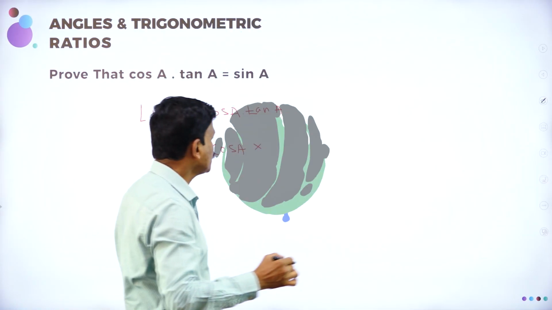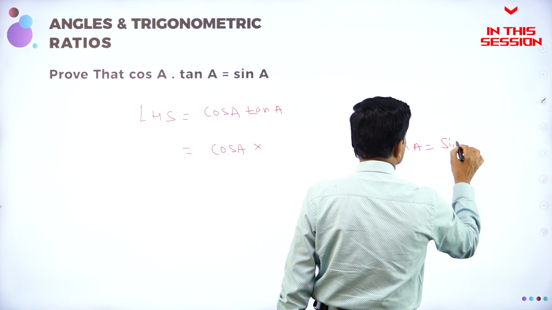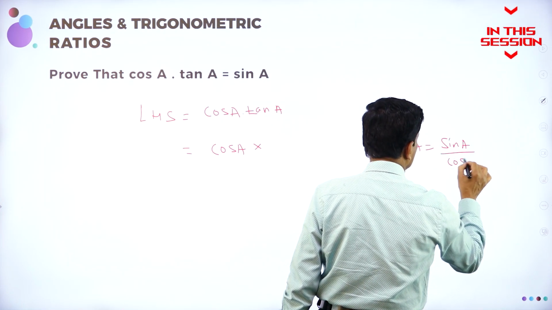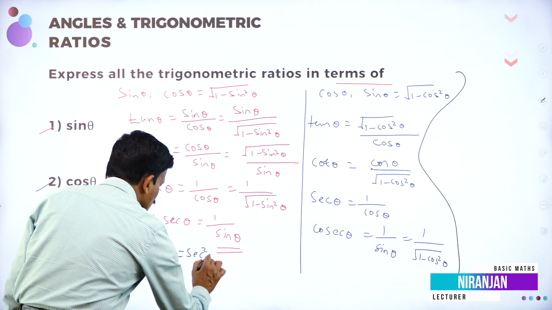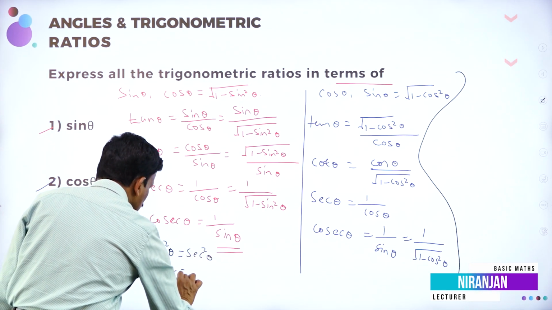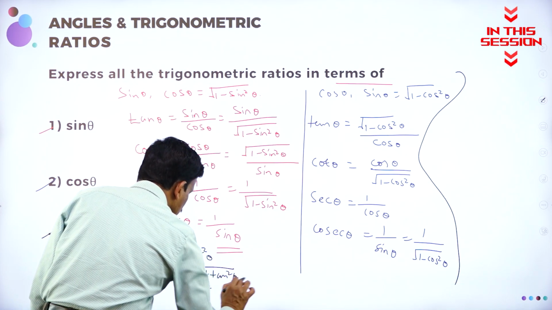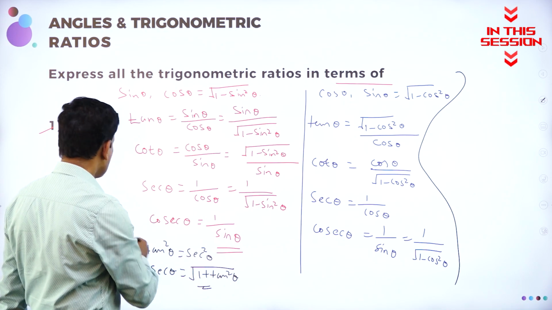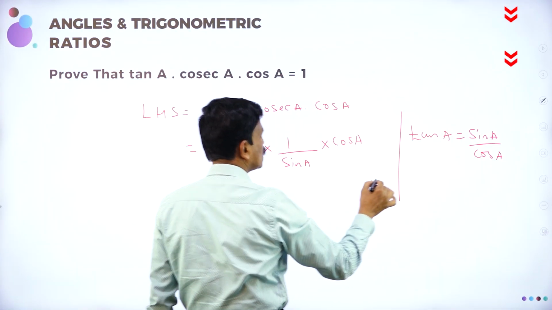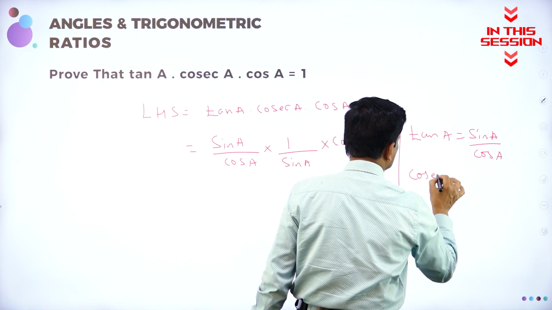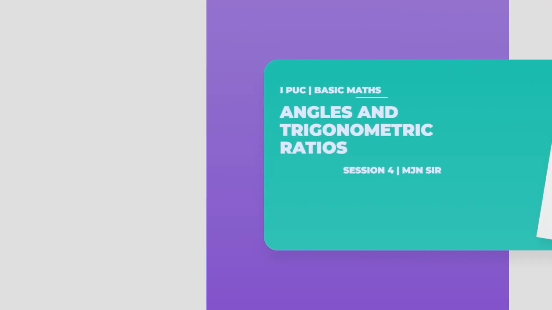What is the formula for tan A? The quotient rule. Tan A is also equal to sin A divided by cos A. 1 plus tan square theta is equal to secant square theta, or secant theta is equal to root of 1 plus tan square theta. Using this, we are going to express all trigonometrical ratios in terms of tan theta. The reciprocal relation for cosecant A: cosecant A is equal to 1 by sin A.